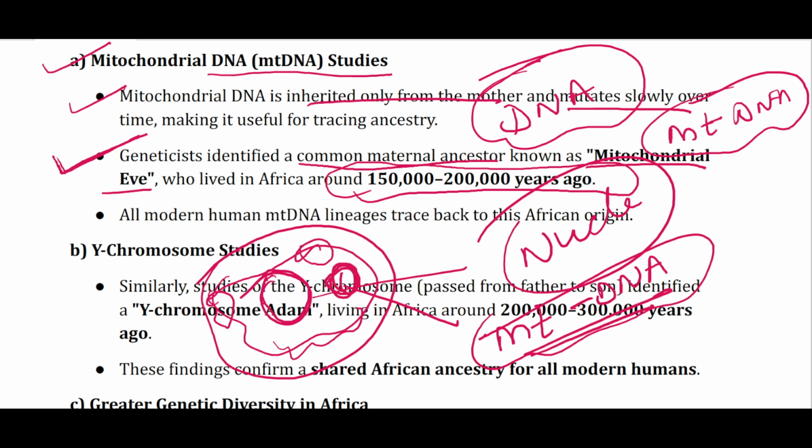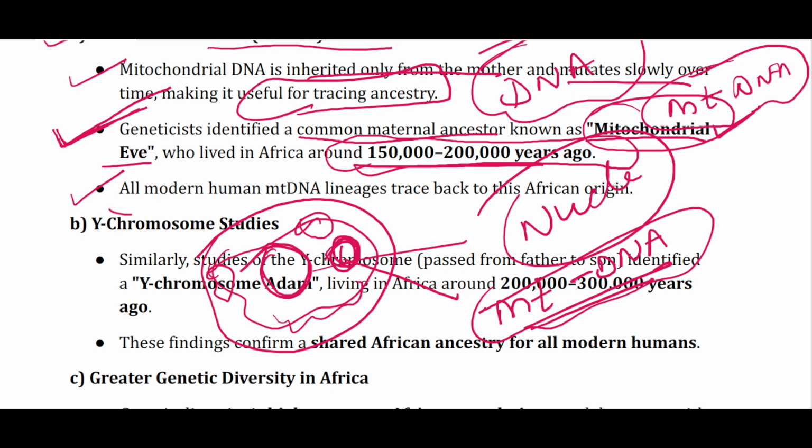And by studying this we can achieve this common ancestry, and that's how the geneticists arrive at the last common ancestor, the mitochondrial Eve that existed at this time. And then the conclusion: all modern human mitochondrial DNA that is present today, all of it can be traced back to the African origin.